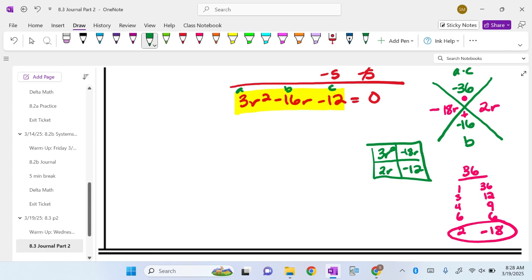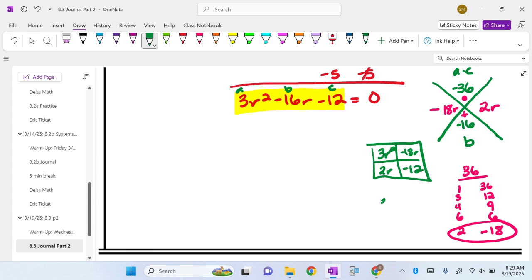Now remember, when your A value is greater than 1, meaning you have something in front of the R squared, you got to do a little bit of out-of-the-box thinking when you do a reverse box. What's the only thing that I can multiply to give me 3R squared? So what are the two factors of 3R squared that I need?